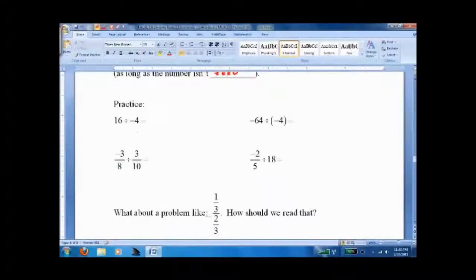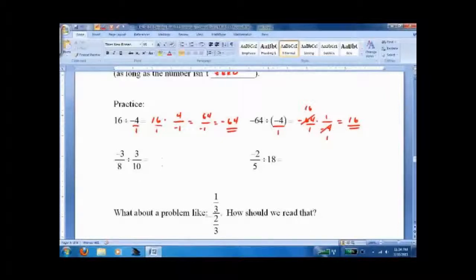So here's some practice. 16 divided by -4. 16 times 4 over -1 equals 64 over -1, which is just -64. -64 divided by -4. -64 times 1 over -4. And this cancels to 1, and this cancels to 16. The negatives cancel each other, and you get 16.